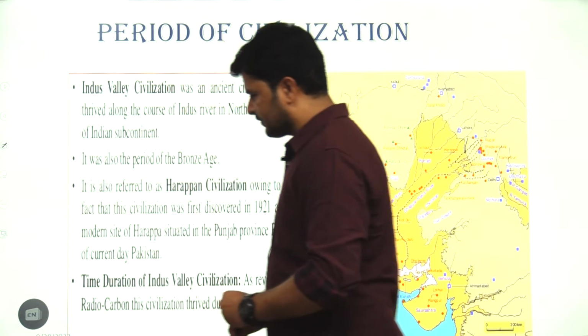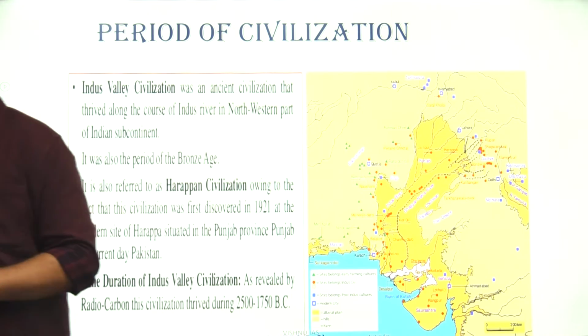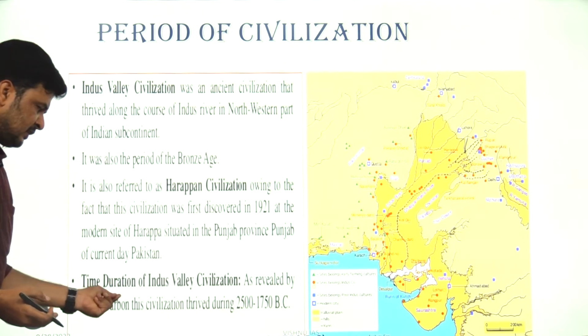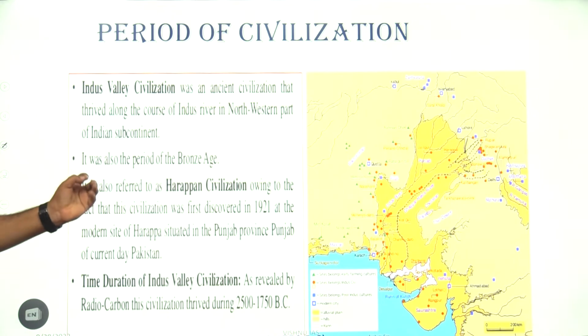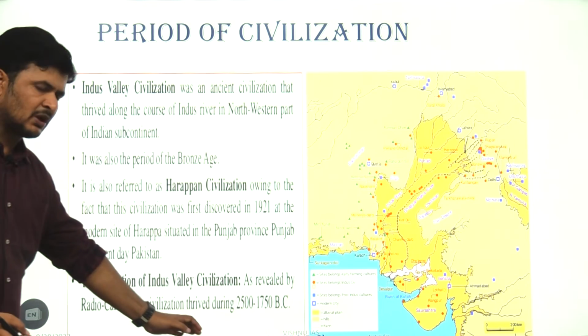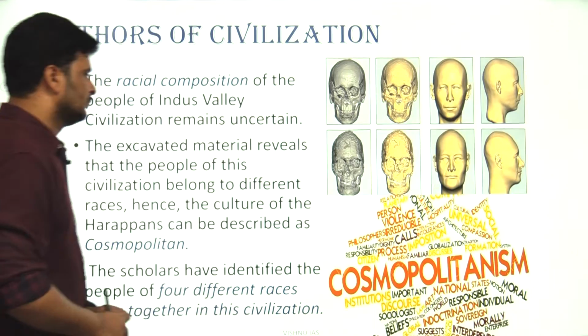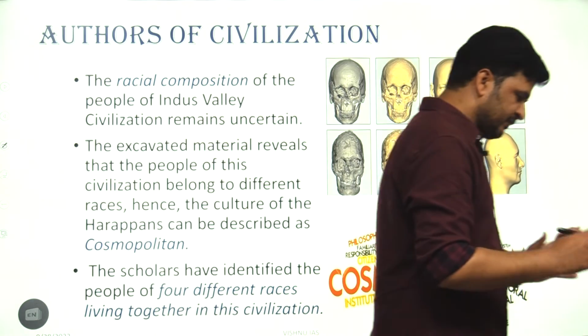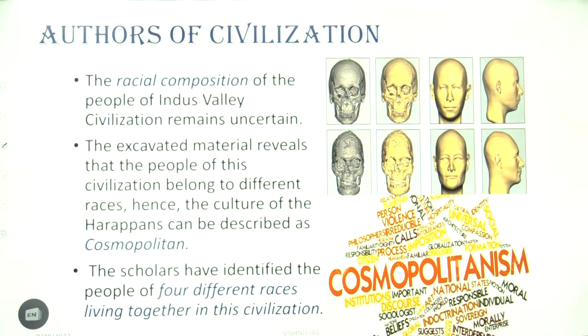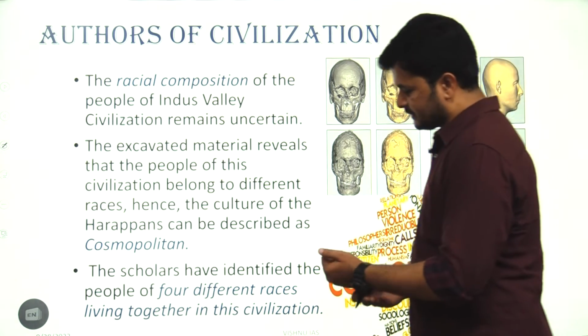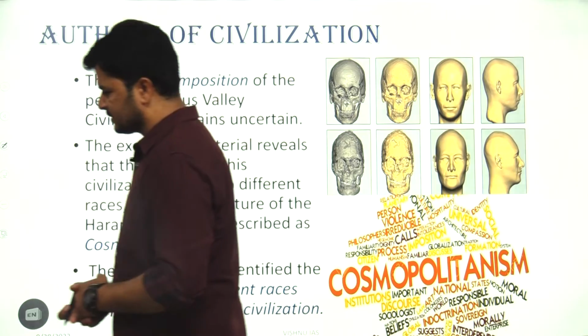As far as the period of civilization is concerned, it is unimportant; just to have an idea, you can note down only one, that is, according to R.S. Sharma, the civilization flourished between 2500 BC to 1750 BC. Now with this background, when we understand the authors of civilization, one of the important elements of Indus Valley civilization, who are the authors of civilization?